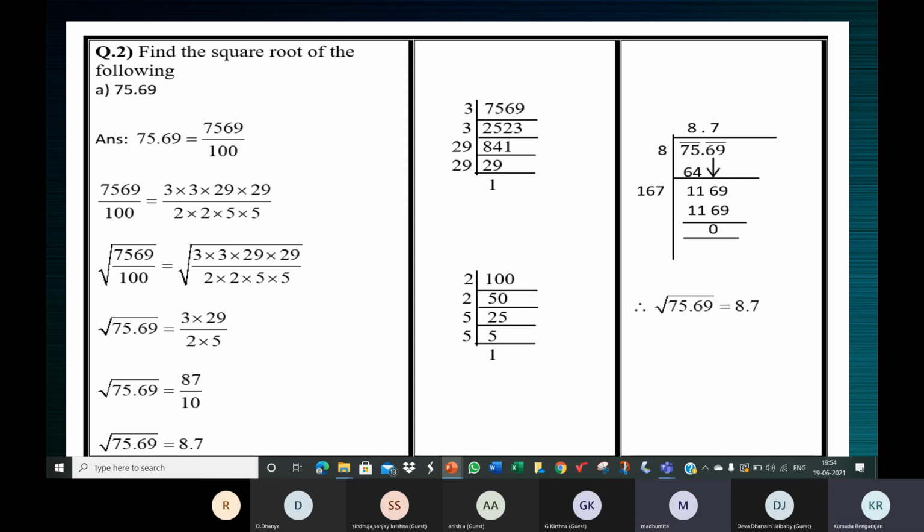Kirtana, is it possible for you to take a picture of the long division method and share it on WhatsApp with me? Yes, ma'am. If possible, do it. I'll share your answers in the group.